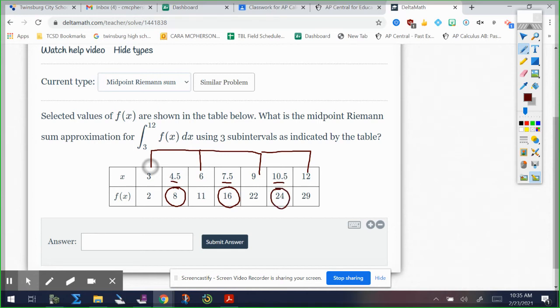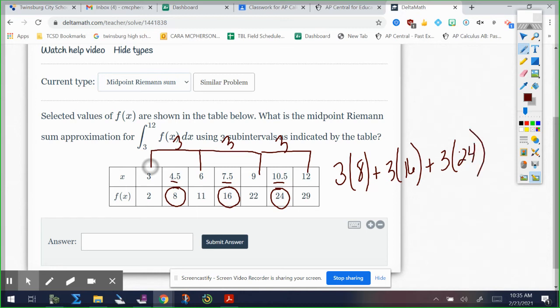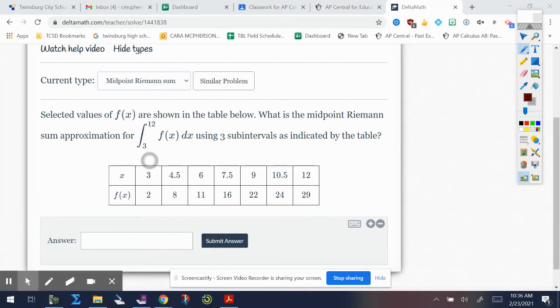Now you will notice with this one, we actually divide it evenly. We get this is 3, this is 3, this is 3. But we're going to do 3 times 8 for my first one, 3 times 16 for my middle rectangle, and 3 times 24 for my last one. All right, so what do I get? 24 plus 48. This is always the area that I'm convinced I'm going to mess up. So let's see, 72 and 48 is 120 plus 24, so 144.